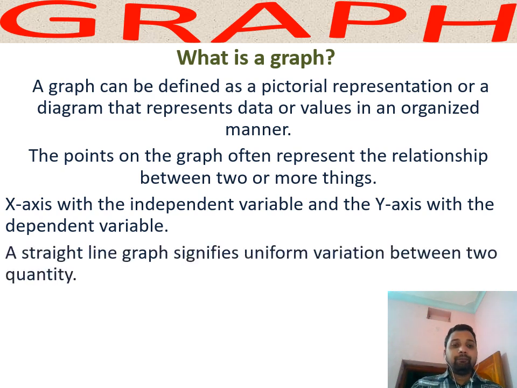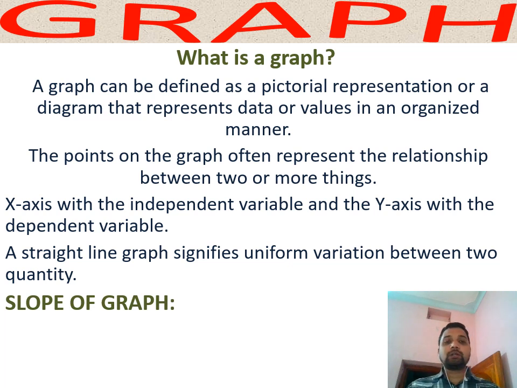In this graph, when we get a straight line, it signifies uniform variation between any two given quantities. Because the y-axis value is dependent on the x-axis, uniform variation means there is a uniform change of the y-axis value with the value of the x-axis. In the graph, we get one more term, which is called slope.